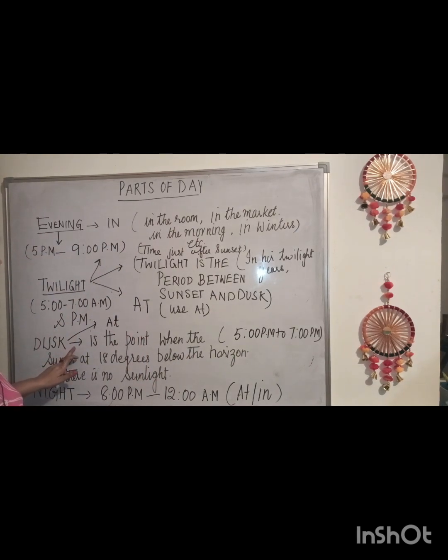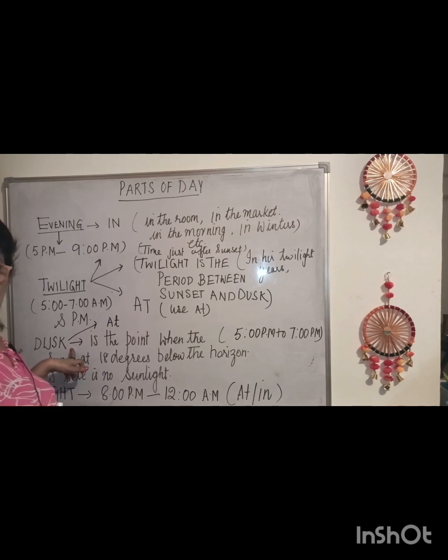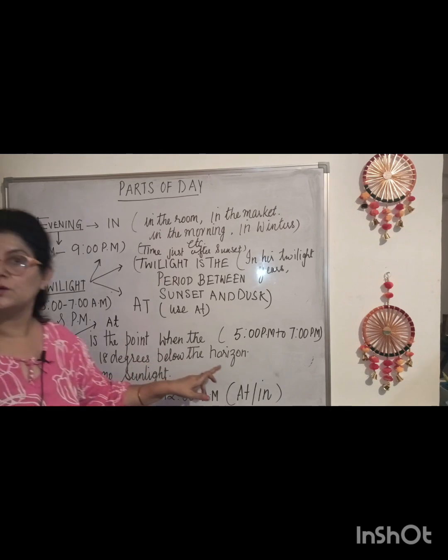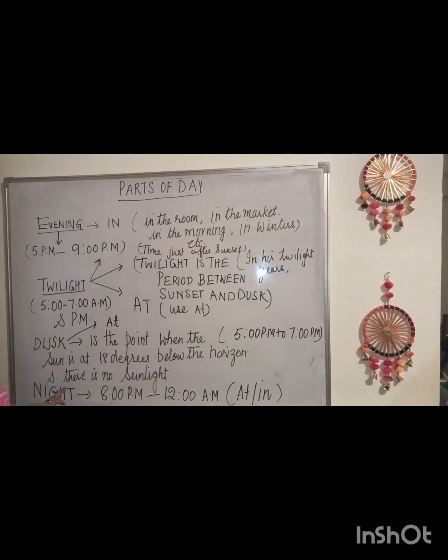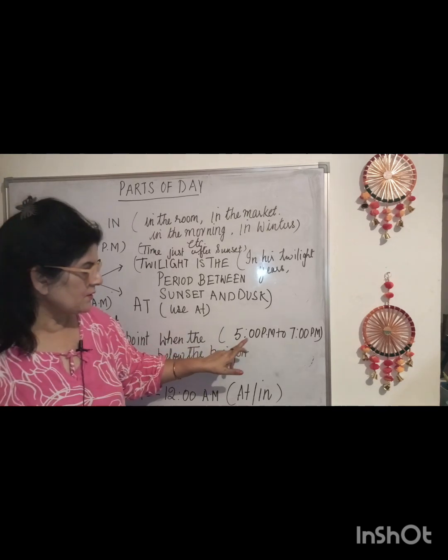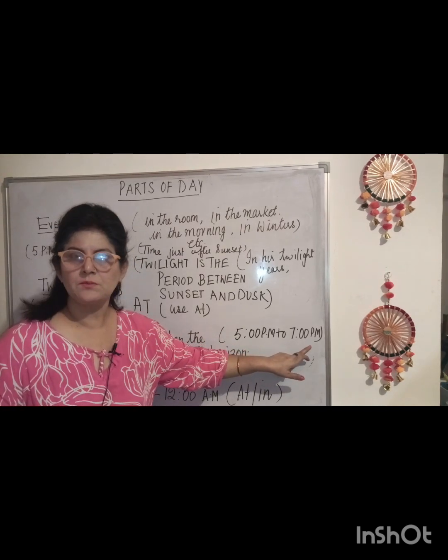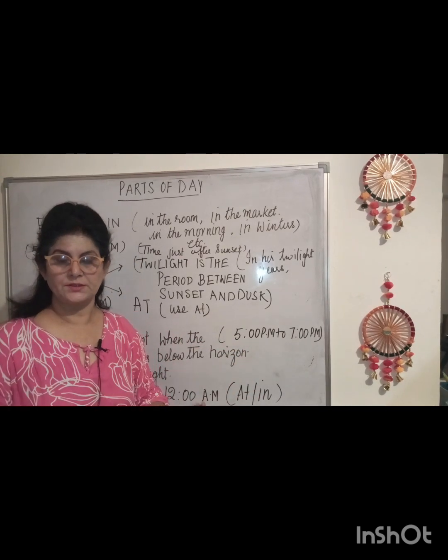Now let's read dusk. Now with dusk, which preposition will go? Preposition at will be used with dusk. Now what is dusk here? Dusk is the point when the sun is at 18 degrees below the horizon. Right? And there is no sunlight, so that period is dusk. Right? So 5 p.m. to 7 p.m. is the dusk period. Right?